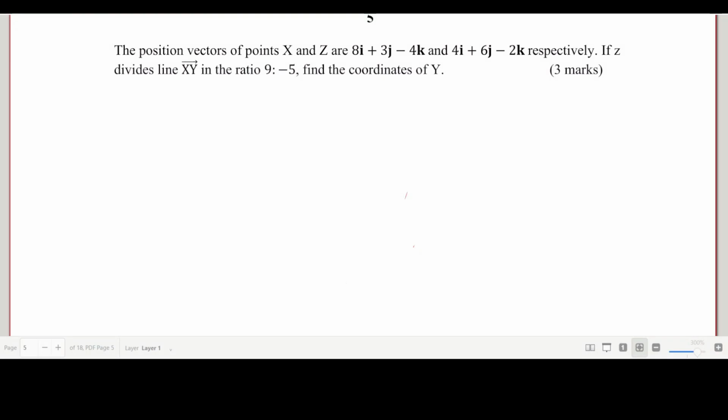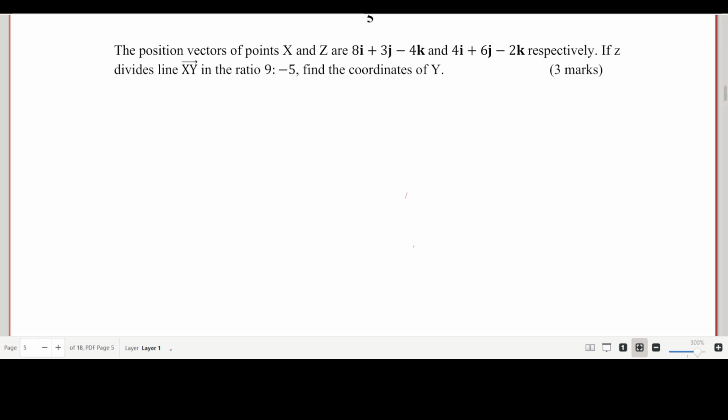Position vectors of point X and Z are 8i plus 3j minus 4k and 4i plus 6j minus 2k respectively. If Z divides line XY in the ratio 9:5, find the coordinates of Y. So by looking at this ratio, in which Z is dividing XY 9:5, because of that negative, you notice that this is external division of a line.